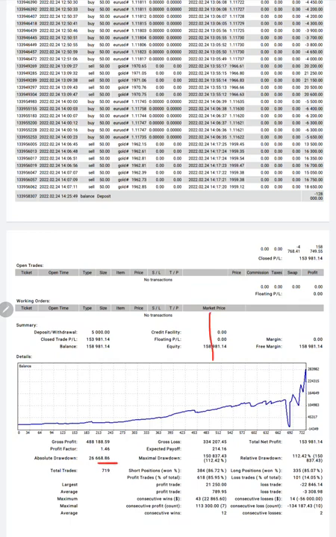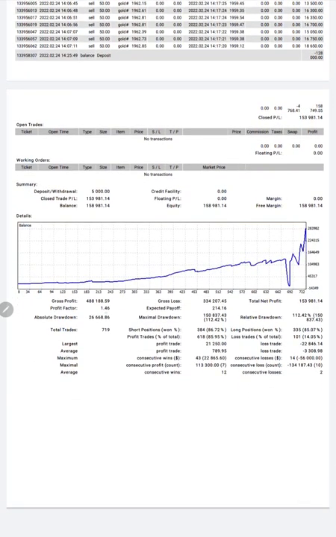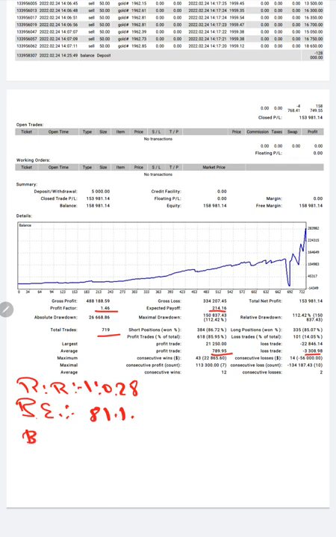The profit factor is 1.46. Total number of trades are 719. Expected payoff is 214. Average profit and loss is 789 and 3308, which means the risk reward ratio will be 1:2.28. The break even point for the strategy is 81%. Comparing with the current account accuracy, which is 86%, we can say we are up by 5% than the requirement.